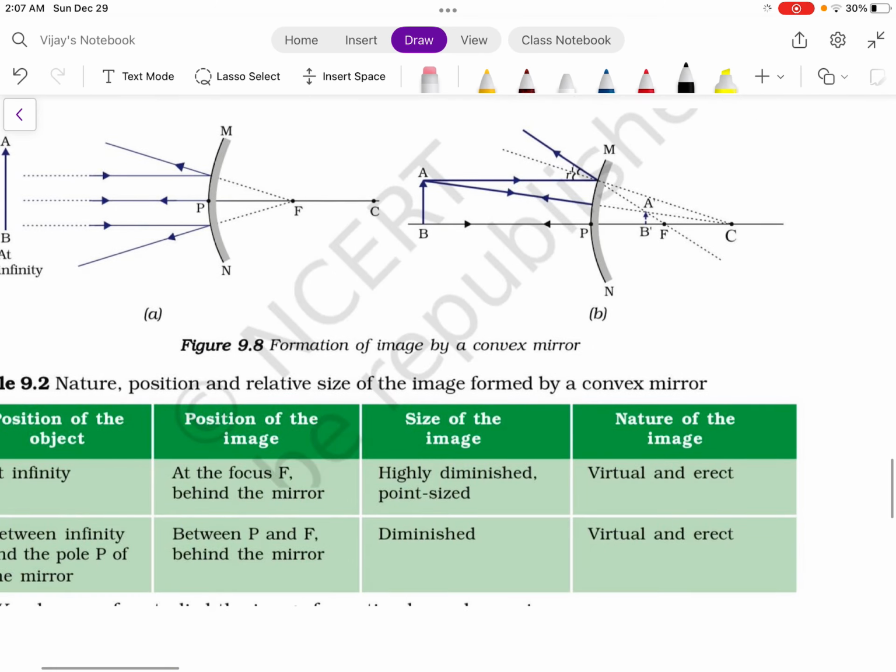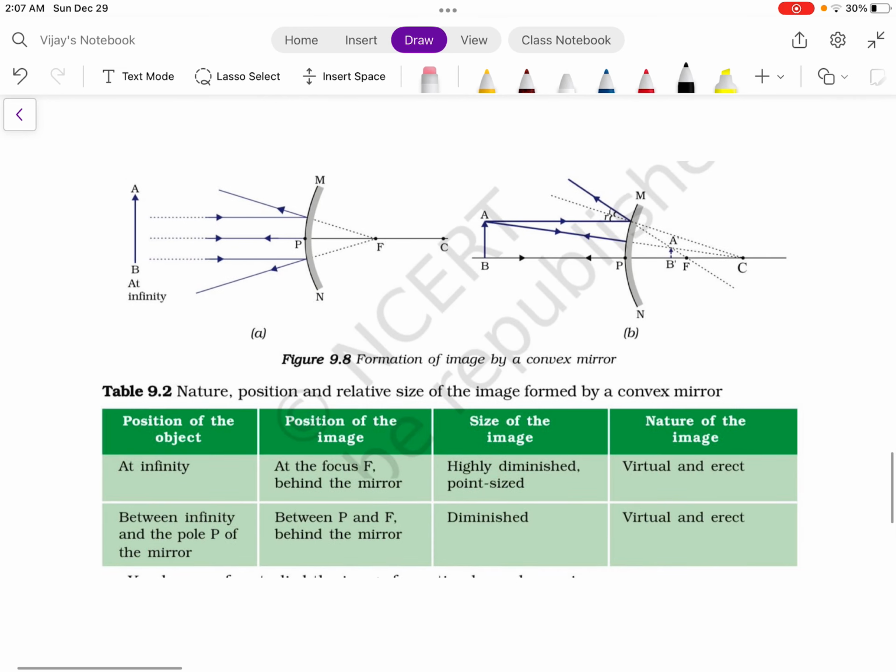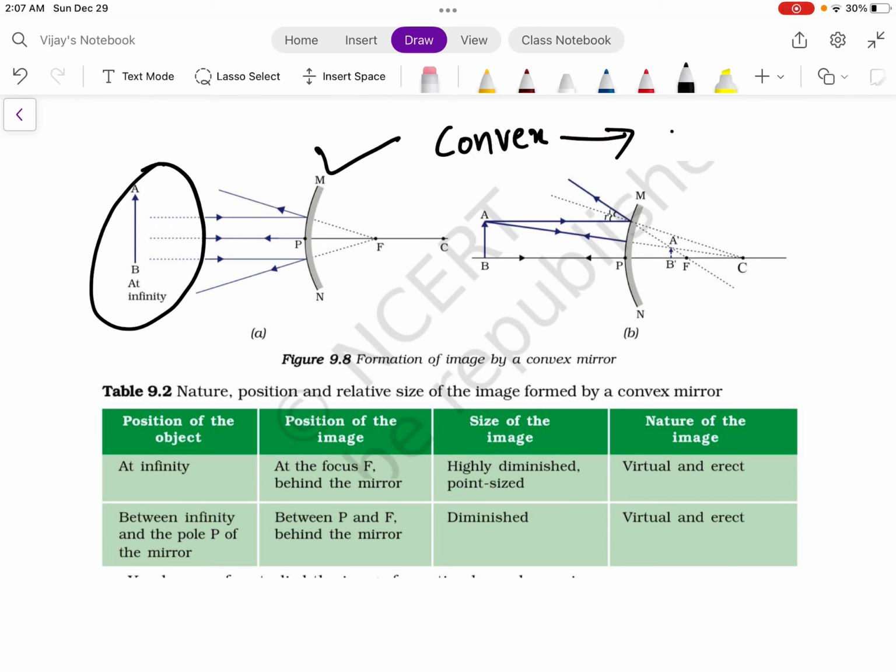Now let us look at the convex mirror. So I've taken a convex mirror, so you can see the convex mirror. A convex mirror is basically a mirror whose reflecting surface is curved outwards. So I kept the object at infinity. So rays are coming, but you can see the rays are being diverged. So I can say that a convex mirror is basically a diverging mirror. It is basically which type of mirror? Diverging mirror. Whereas a concave mirror is a converging mirror.